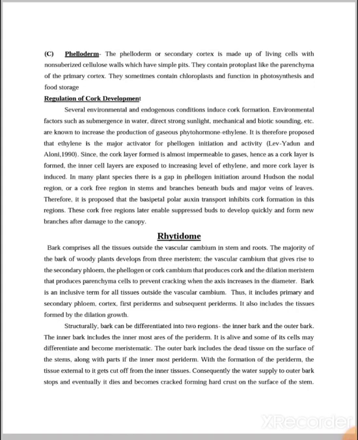Structurally, bark can be differentiated into two regions, the inner bark and the outer bark. The inner bark includes the innermost area of the periderm. It is alive and some of its cells may be differentiated and become meristematic. The outer bark includes the dead tissue on the surface of the stem along with parts of the innermost periderm. When the periderm is formed, the tissue external to it gets cut off from the inner tissues. Consequently, the water supply to the outer bark stops and eventually it dies and becomes cracked, forming a hard crust on the surface of the stem.